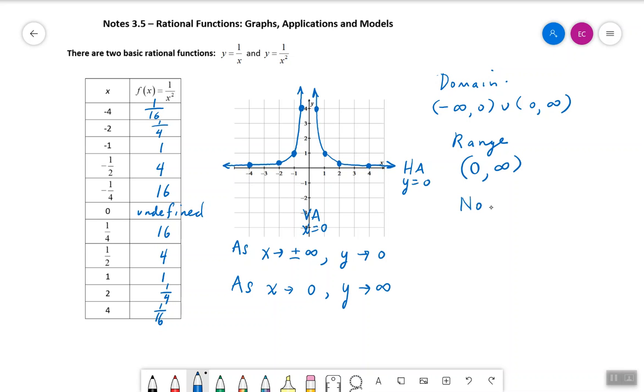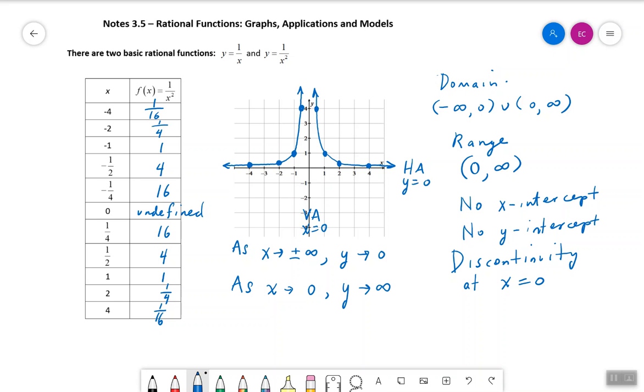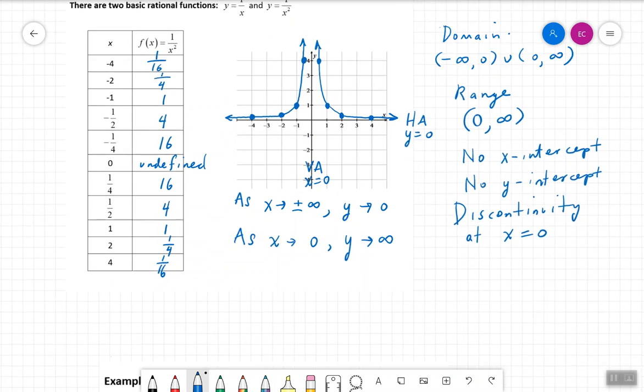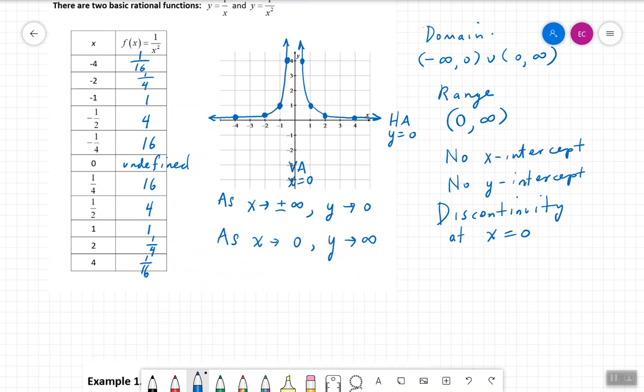There's no x-intercept. And there's no y-intercept. And there is a discontinuity at x equals 0. Okay. How does that look?